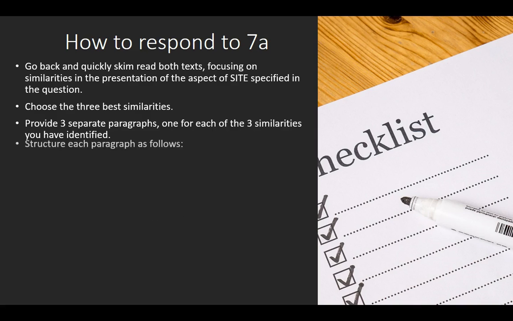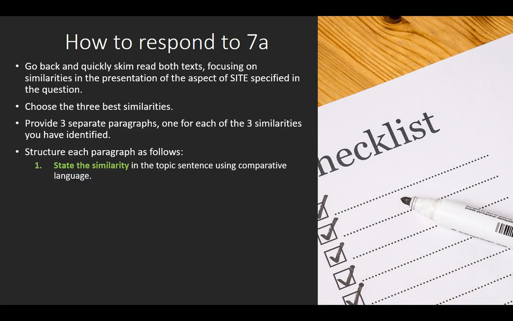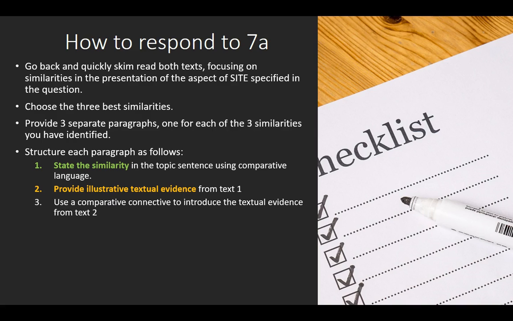Okay? And you need to structure each paragraph as follows. Your first sentence needs to state the similarity, using comparative language. So both of the texts, whatever it might be. Then provide illustrative textual evidence from text 1, which can be a direct quote, paraphrasing or reference. Then use a comparative connective, so likewise, similarly, in the same way as, to introduce the textual evidence that you're going to provide from text 2.